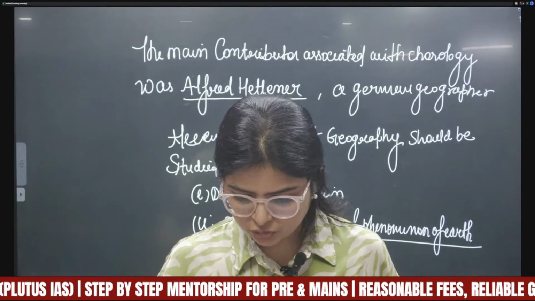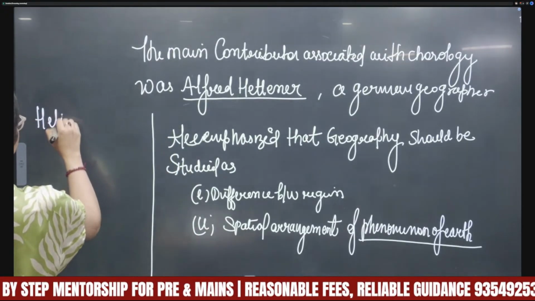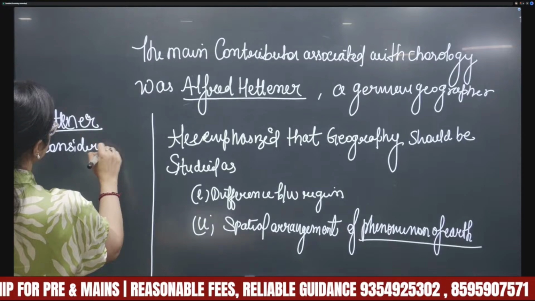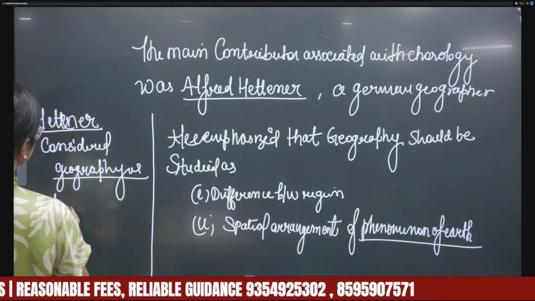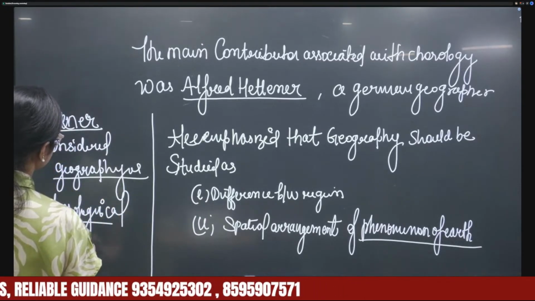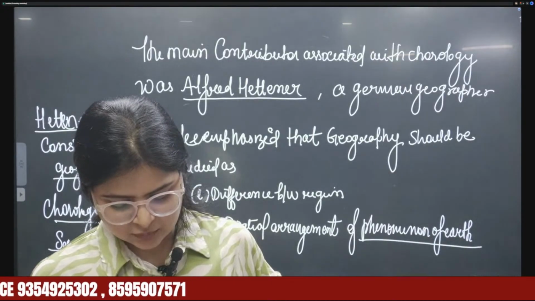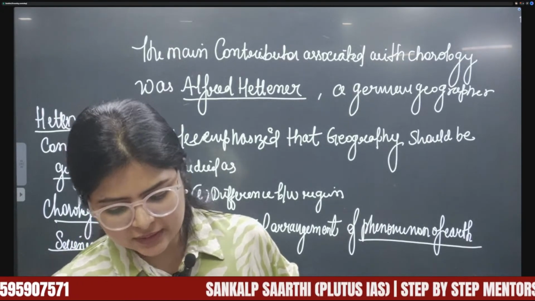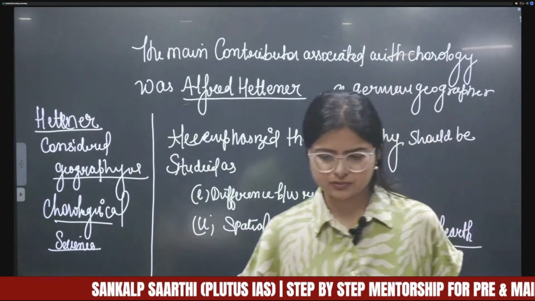Hettner considered geography as a chorological science. It is considered with places and regions.